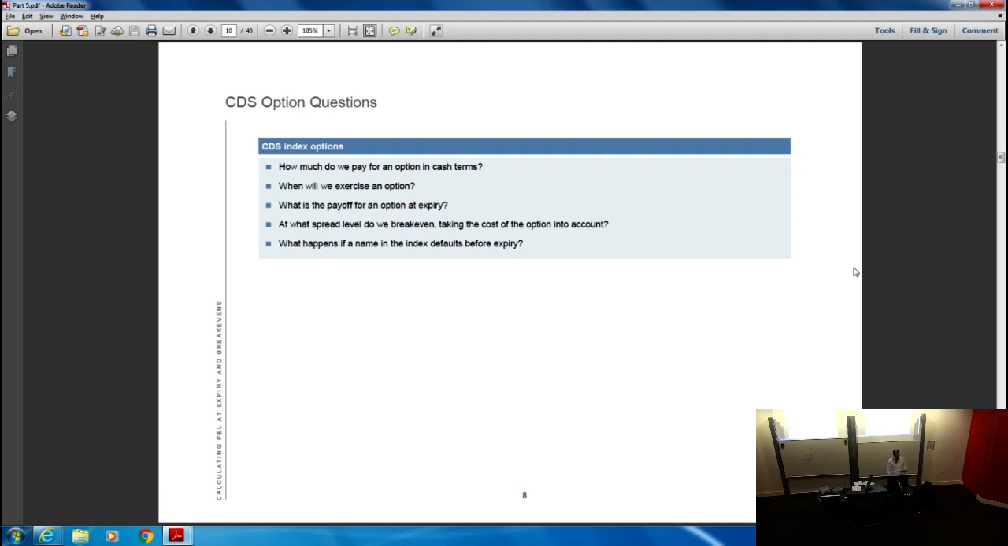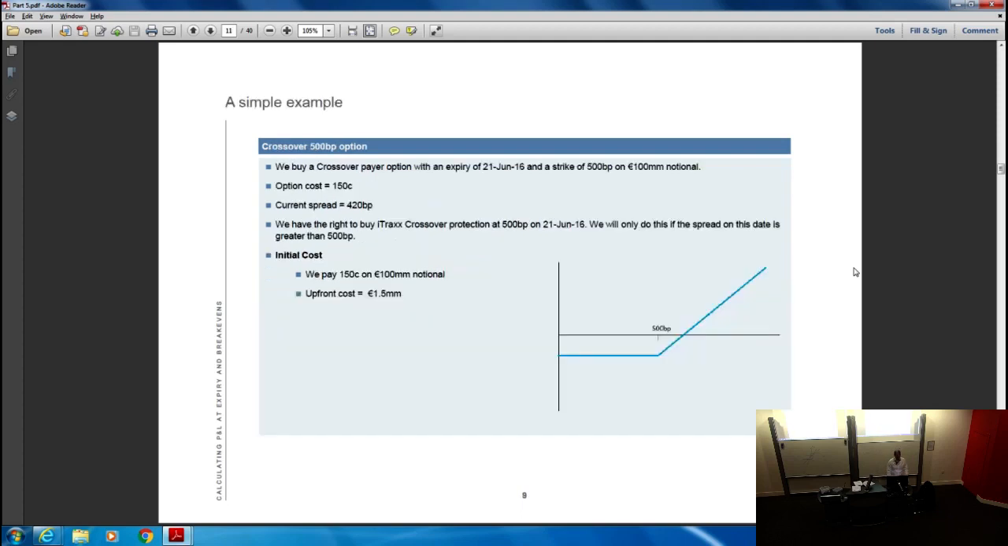And then finally, what happens if a name in the underlying portfolio defaults? If we have a default in one of those names, how does that play out in the option itself? So let's take an example over here. June 2016, don't worry about the date expiry, a strike of 500 basis points on 100 million of notional. The cost of the option is 150 cents. So remember, cents and basis points are the same unit, but cents are upfront and basis points tend to be running.